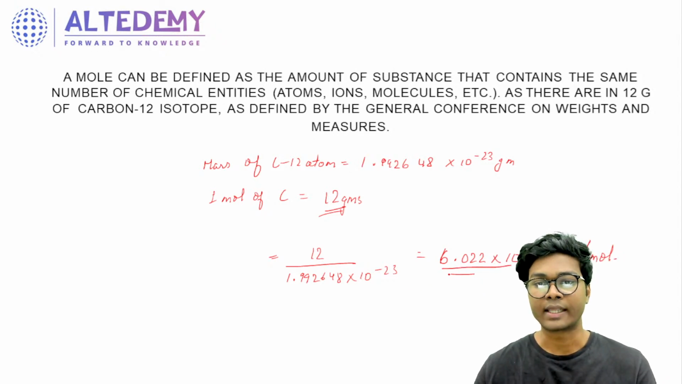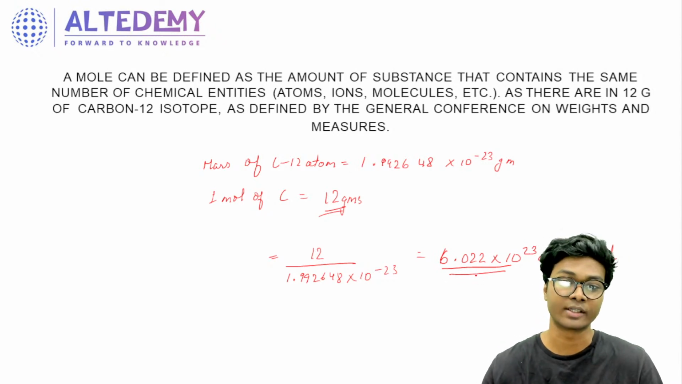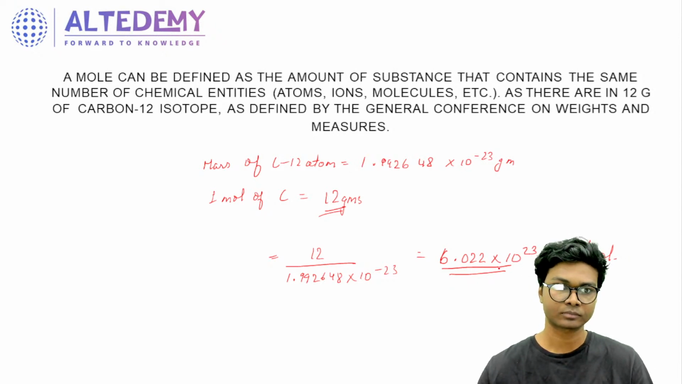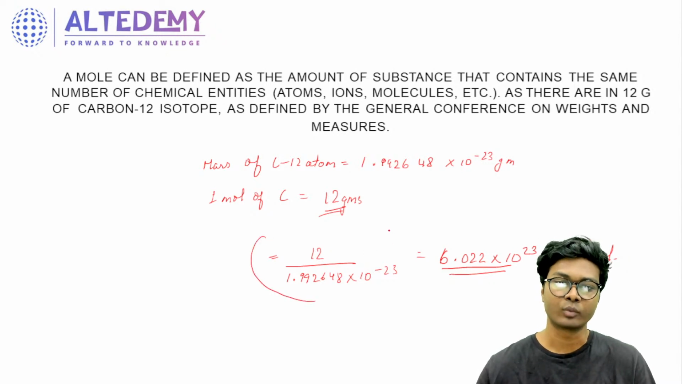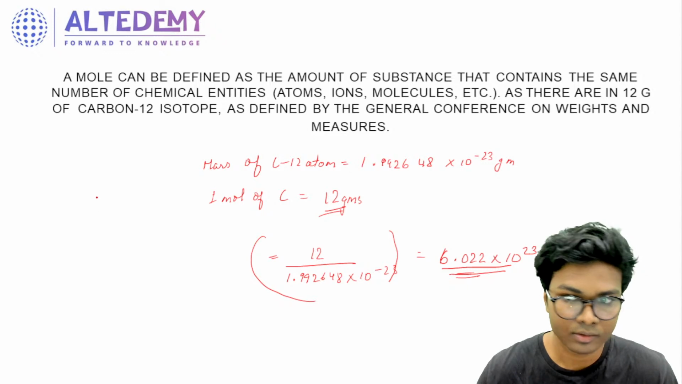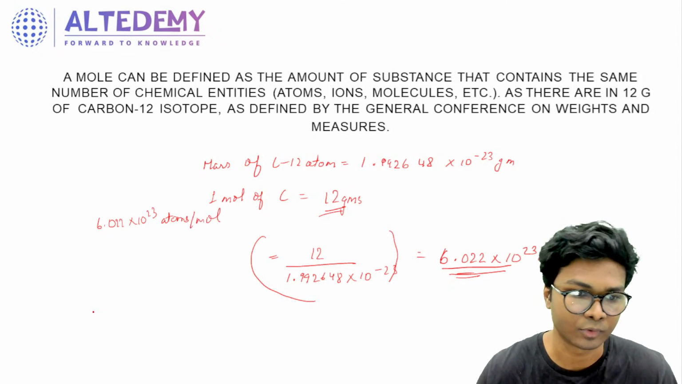So that's how they came up with this number, which is equal to 1 mole. And if anyone asks you what is 1 mole, the answer is 6.022 into 10 to the power 23. Got it? And this is the process, how we deduced, how we came to this answer. 6.022 into 10 to the power 23 atoms per mole.